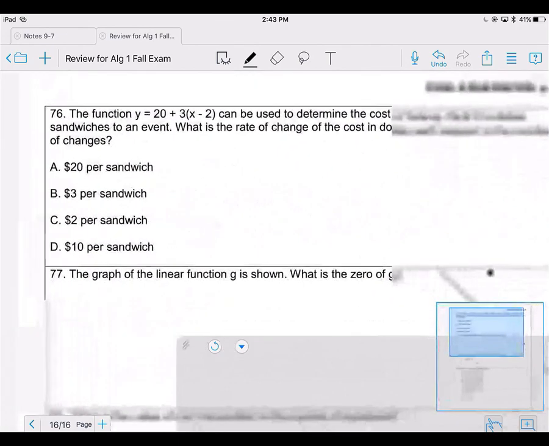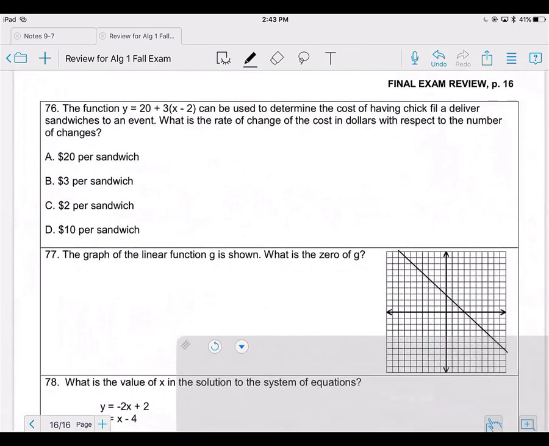On the last page, we have a function y equals 20 plus 3 parentheses x minus 2 that can be used to determine the cost of having Chick-fil-A deliver sandwiches to an event. What is the rate of change of the cost in dollars with respect to the number of sandwiches? So our rate of change is always whatever is directly in front of x, so this one would be $3 per sandwich.